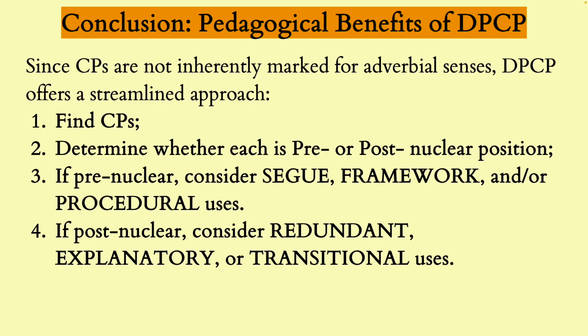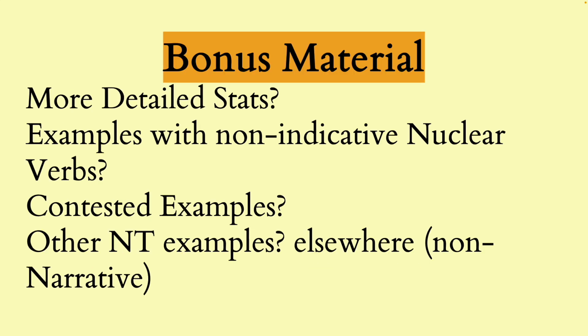Find the circumstantial participle, determine whether each is pre or post the nuclear verb. If it's pre-nuclear, consider segue, framework, and or procedural uses in that line of order. And if it's post-nuclear, consider redundant, explanatory, or transitional uses.